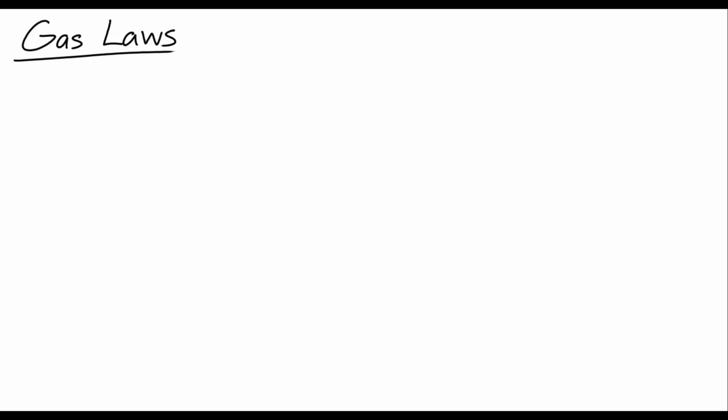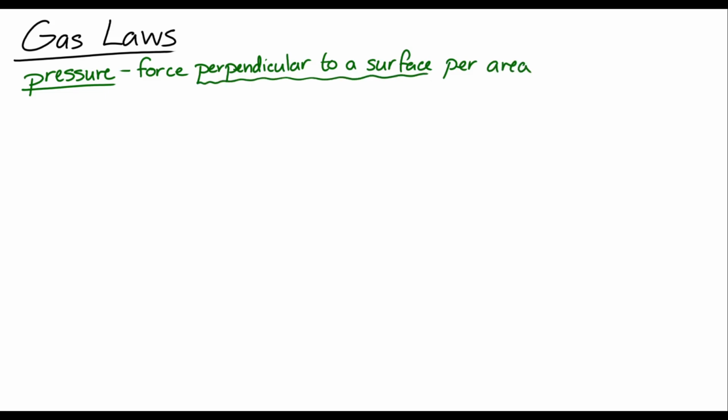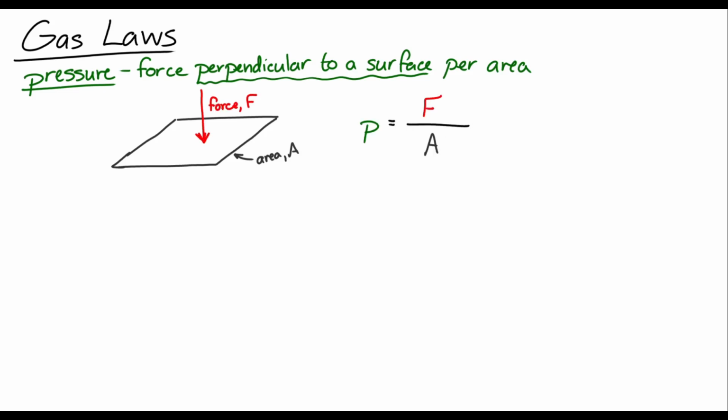Let's take a look at gas laws. And if we're going to think about gas laws, we need to think about pressure. Now, pressure is force per area on a surface. But really, when we say that, we mean that it's the force perpendicular to the surface per area. So if I imagine an area A here and a perpendicular force F here, then the pressure is defined as the force per area. So the unit of pressure then has to be Newton per square meter.